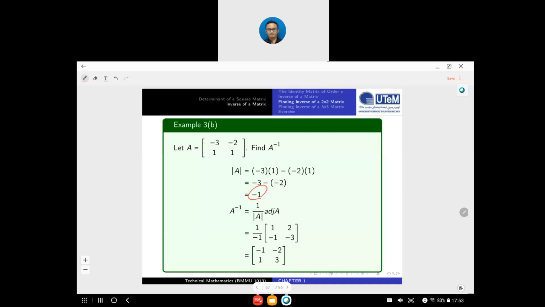Sorry, ni kita tengok balik. Negative 3 times 1 here. Negative 3. Okay. Negative 2 times 1. Negative 2. Okay. Negative 3 plus 2 equal to negative 1. Okay. Your final answer 1 over negative 1. So this one is the matrix inverse. Okay. Boleh? So this one is for matrix 2 by 2.